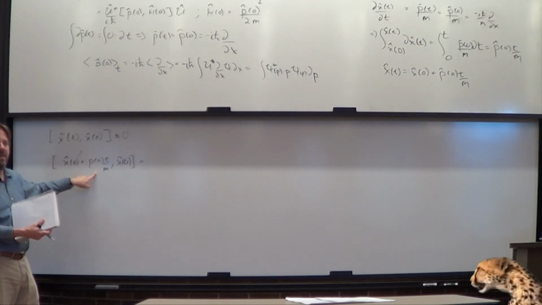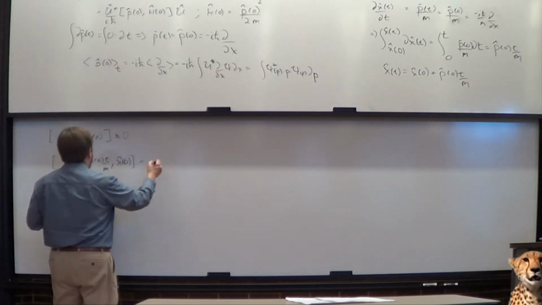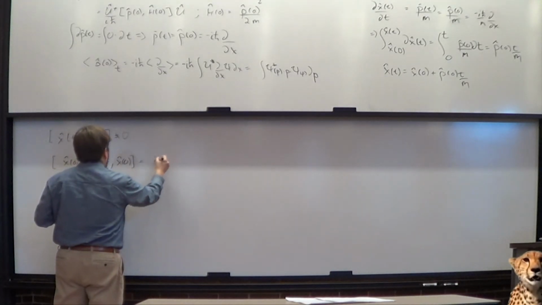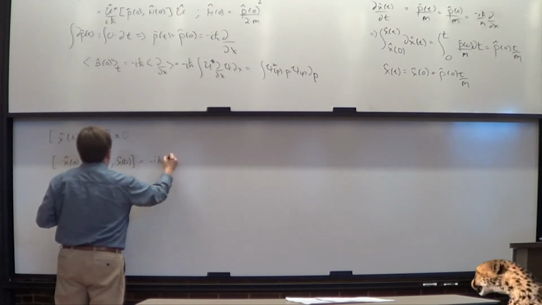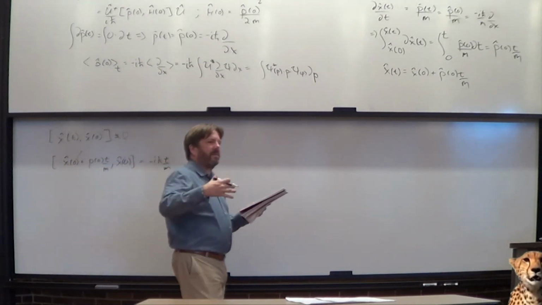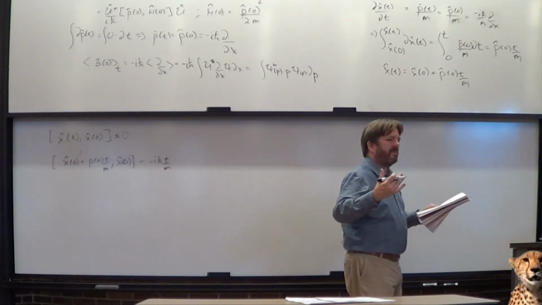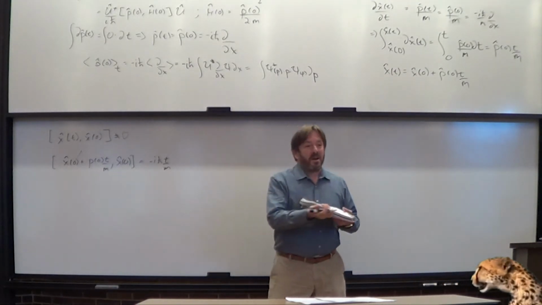So what you're going to end up with is the commutator of p and x, which is going to be, if it's p first, then it's minus i h bar. If x is first, it's i h bar. Anyway. Okay, that's not 0.